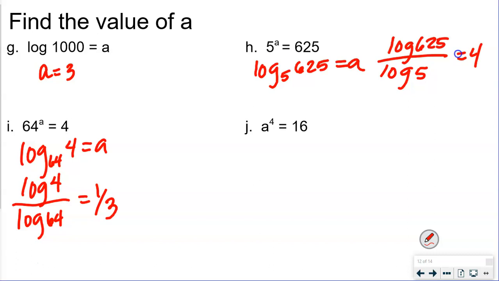And this one, I'm just going to take this thing to the 1/4 power. So a to the 4th, we're going to do that to the 1/4, which means we're going to do 16 to the 1/4. So a is going to be equal to 2.